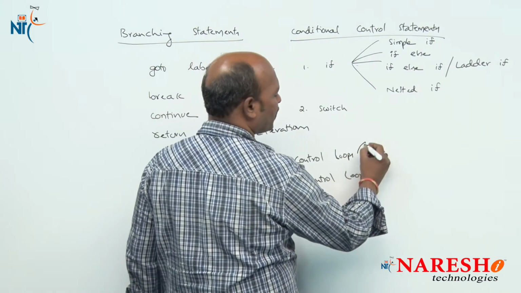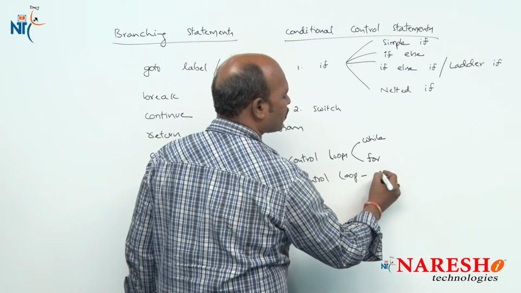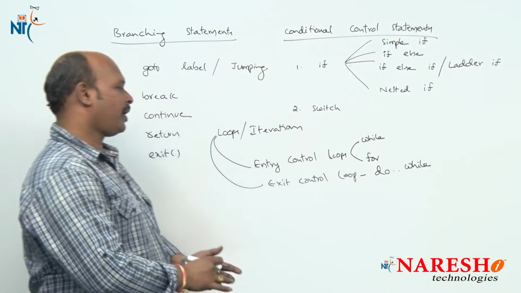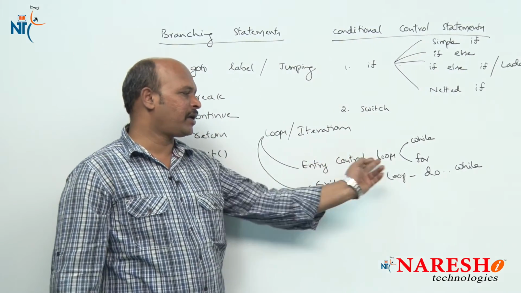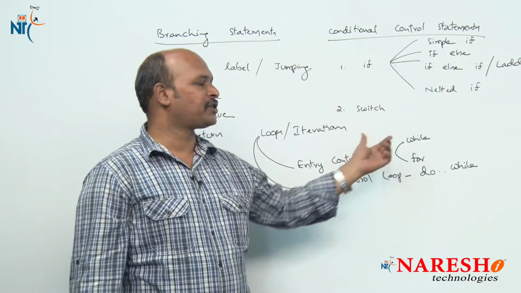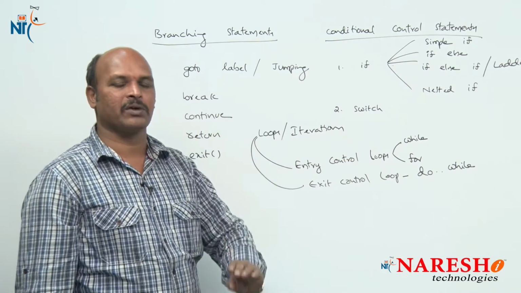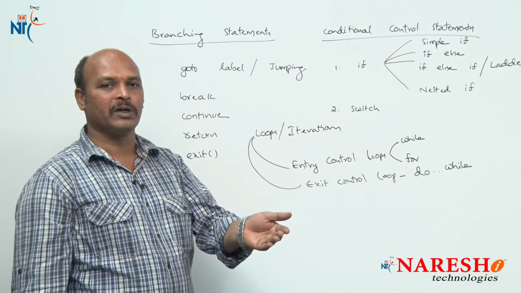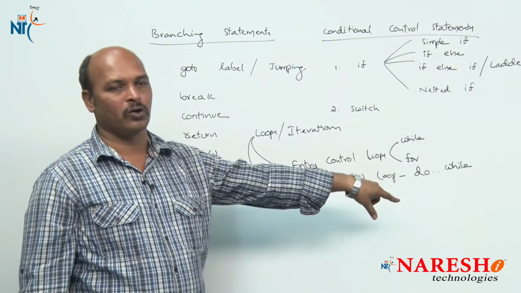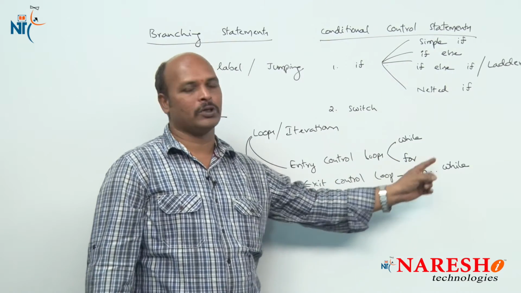Under entry control loop we are using while and for loop. Under exit control we have only one, that is do while. In entry control loops, first the condition is checked, later the statements are executed. But in exit control loops, first the statements are executed, later the program goes to the conditional part. That is why it is called exit control loop. Under entry control loop we have while loop and for loop; under exit control loop, do while.